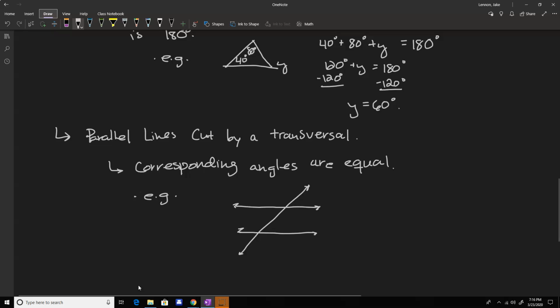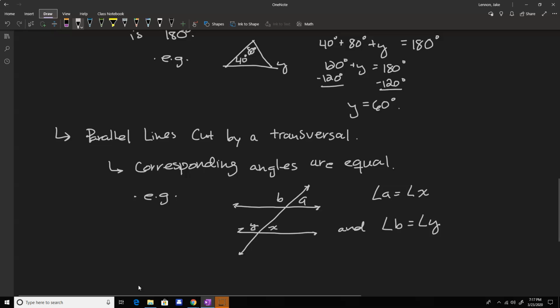So let's say this is angle A, and this is angle X, and maybe this is angle B, and this is angle Y. Then what would we have? Well, angle A would be equal to angle X, and angle B would be equal to angle Y, because those are corresponding angles, meaning they're in the same part with respect to the transversal and the parallel line for each line.